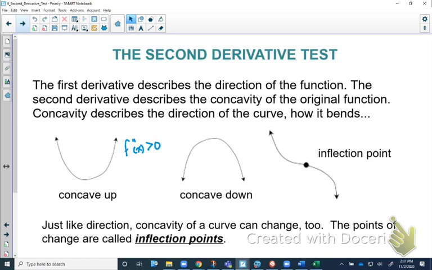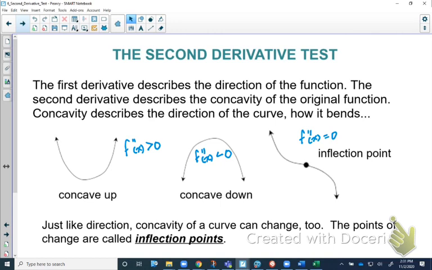It's going to be some positive number. Consequently, if the function itself is concave down, then the second derivative of your function is going to be less than 0. And if you wind up at an inflection point of some kind, then the second derivative of the function would be equal to 0 at that point.